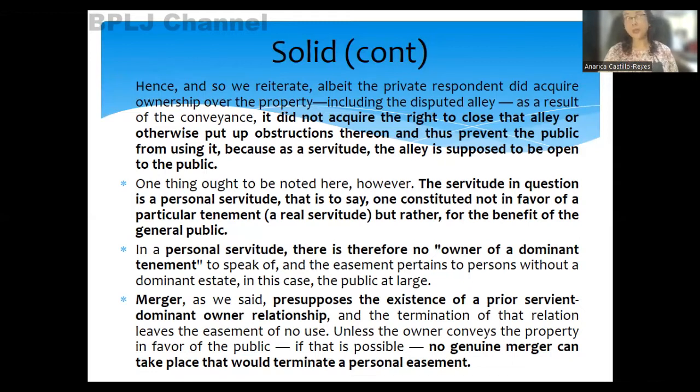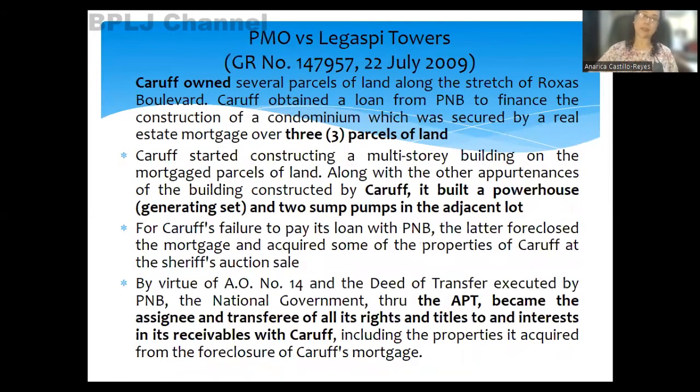Merger also could not be considered as having extinguished the right of way. Why? Because merger presupposes the existence of a prior servient-dominant owner relationship. In this case, since there is no dominant owner because it is a personal servitude, there is no genuine merger that can take place that would terminate the personal servitude.